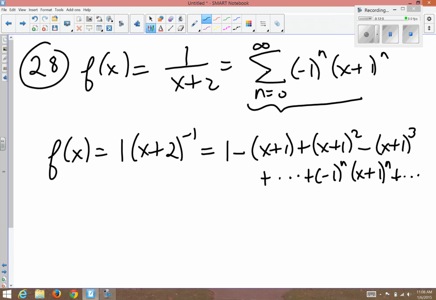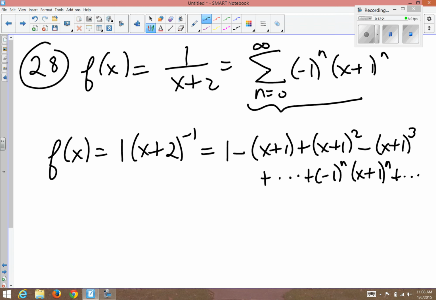That's the same thing. This series, when you replace n with 0, you get 1. Replace n with 1, you get minus x plus 1. Replace n with 2, you get positive 1 times x plus 1 squared. Replace n with 3, you get negative 1 times x plus 1 to the third, and so on. This goes forever. So now we're going to take the derivative of each part of this equation.